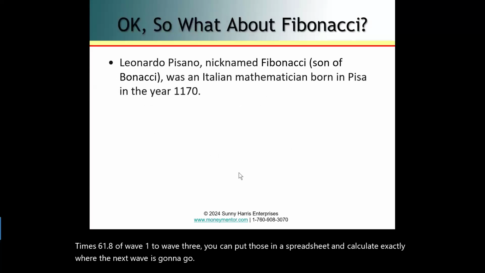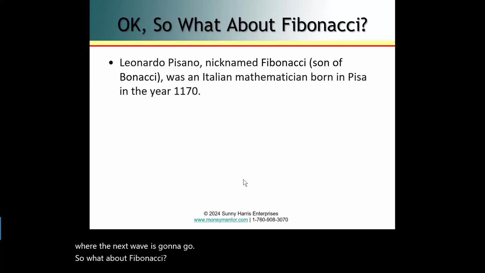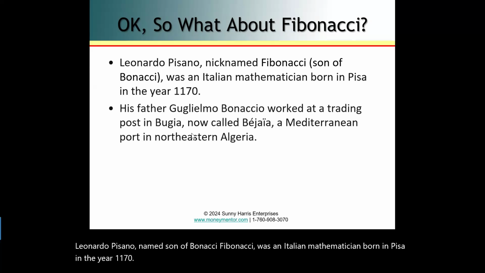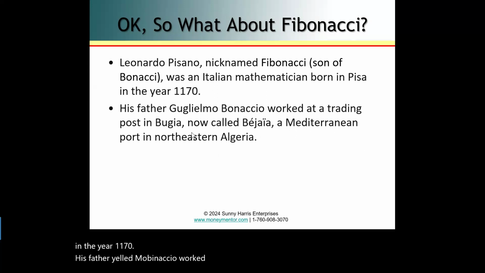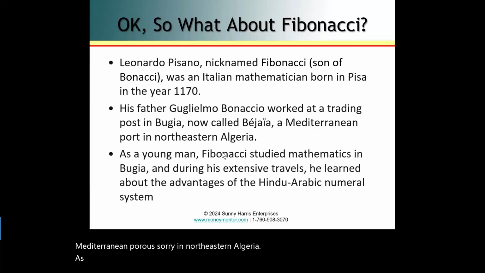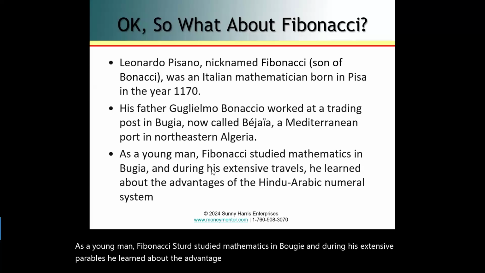So what about Fibonacci? Leonardo Pisano, named son of Fibonacci, was an Italian mathematician born in Pisa in the year 1170. His father, Guglielmo Bonaccio, worked at a trading post in Bugia, now called Bijaya, a Mediterranean port in northeastern Algeria. As a young man, Fibonacci studied mathematics in Bugia, and during his extensive travels, he learned about the advantage of the Hindu-Arabic numeral system.